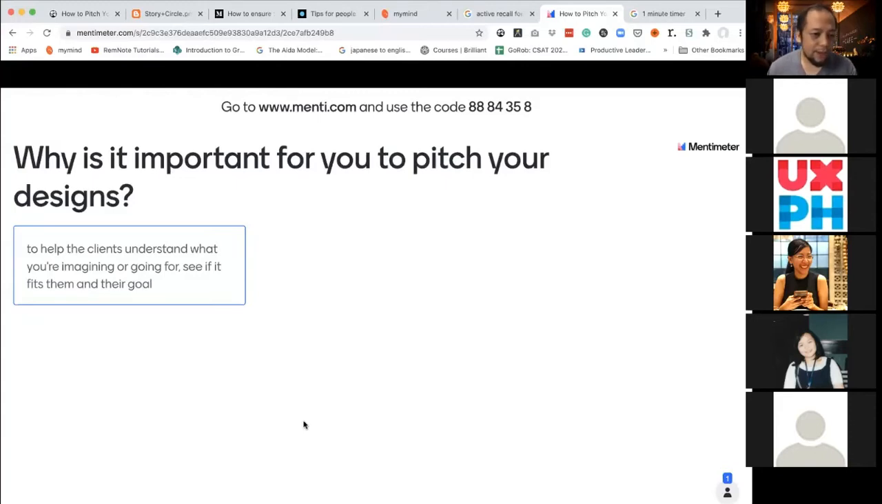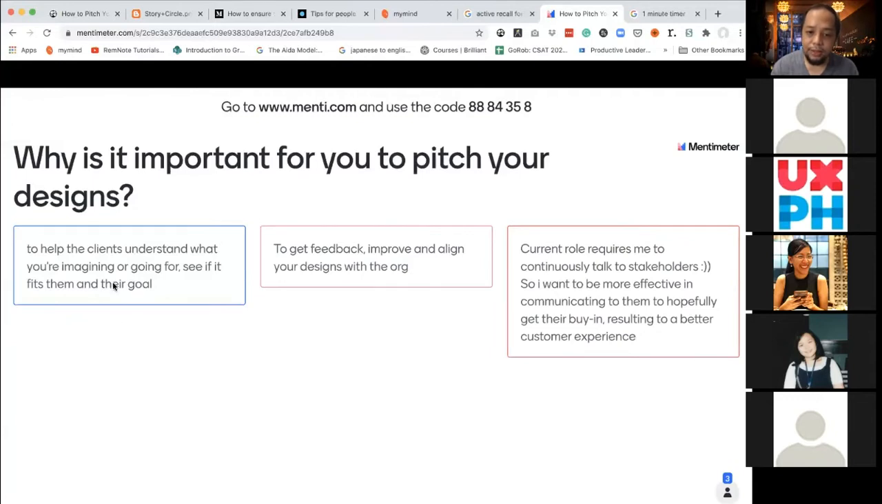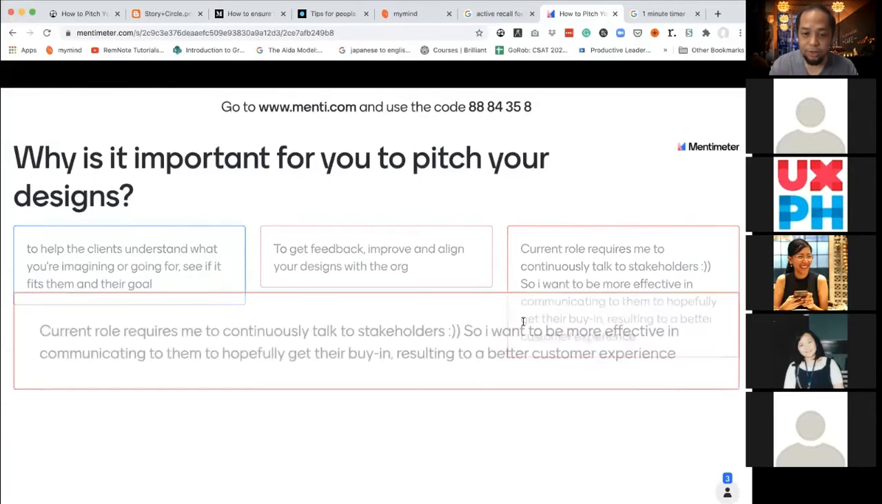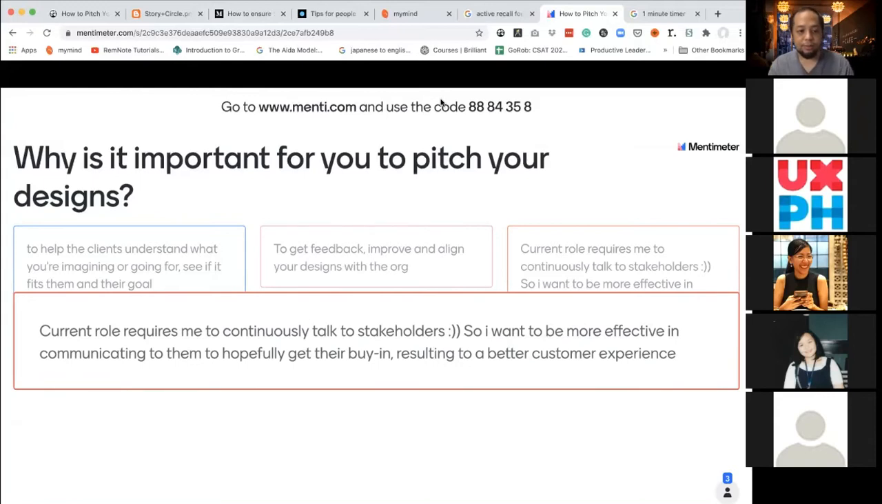Pitching helps clients understand what they're imagining or going to do, and see if it fits them and their goal. It also helps you get feedback, improve, and align your designs with the org. So this is a very real one. My current role requires me to continuously talk to stakeholders. I want to be more effective in communicating with them and hopefully get their buy-in, resulting in a better customer experience.